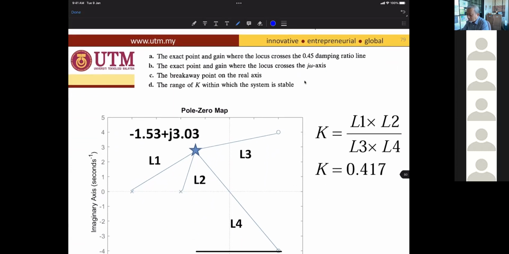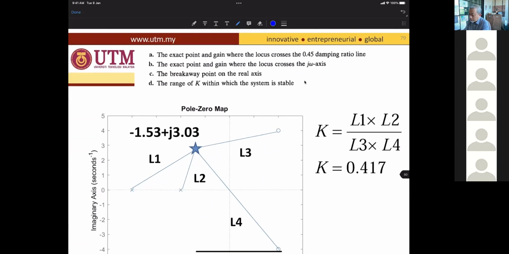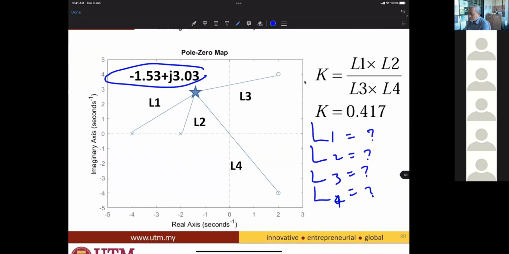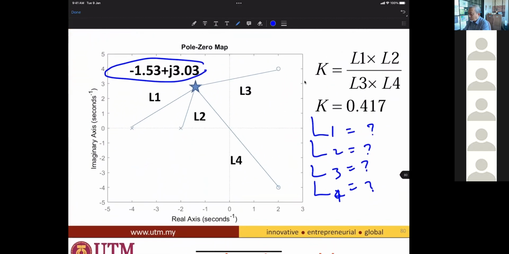So calculate the gain of K at this intersection point. Okay. So L1, L2, L3, and L4. Okay. So I hope you know how to calculate. Just add here. If you have printer, you print. Okay. Then the gain is 0.417.